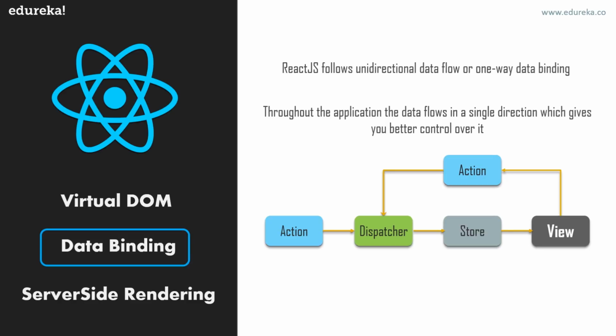So as you can see here, that data flows from view to action. From action, it flows to dispatcher. On dispatcher, multiple actions can work, and from dispatcher, it goes to store. So React apps are organized as a series of nested components. These components are functional in nature, that is, they receive information through arguments.